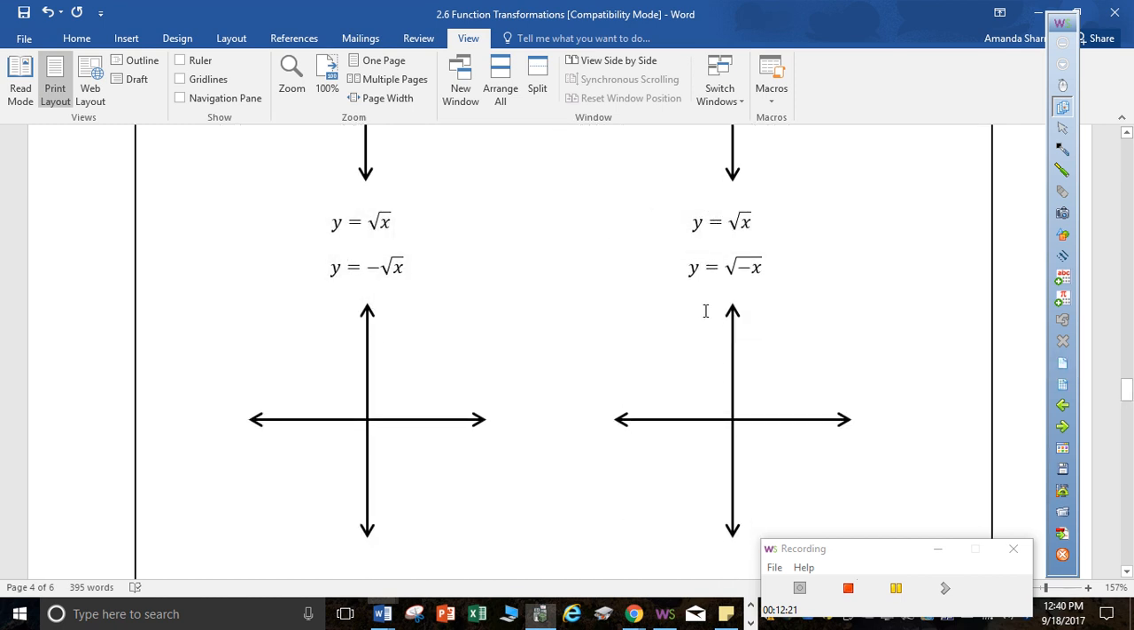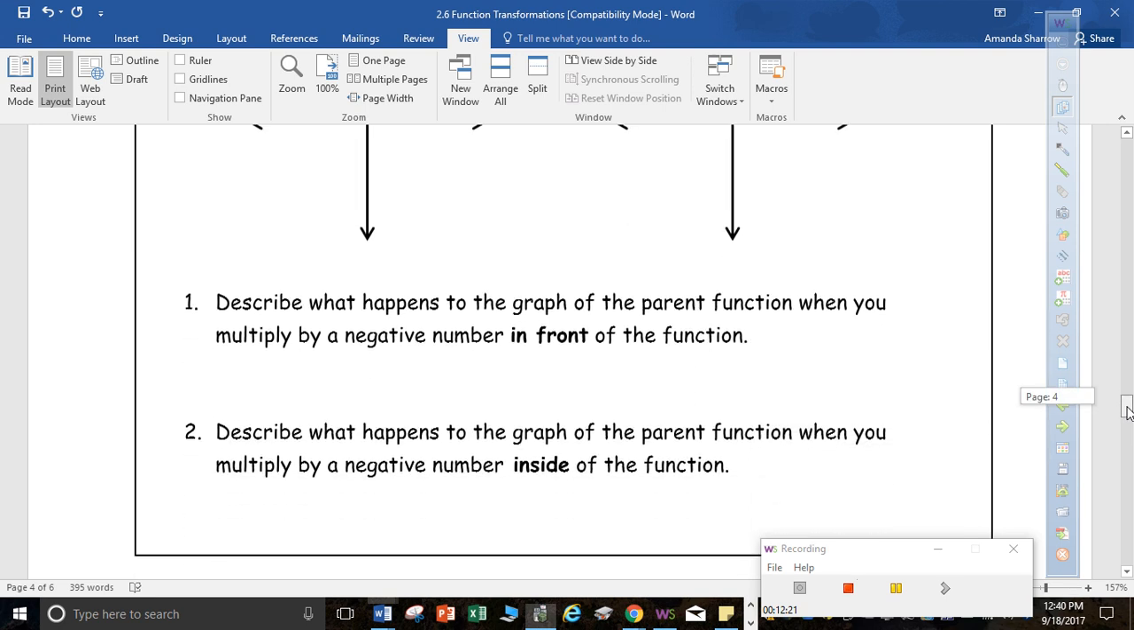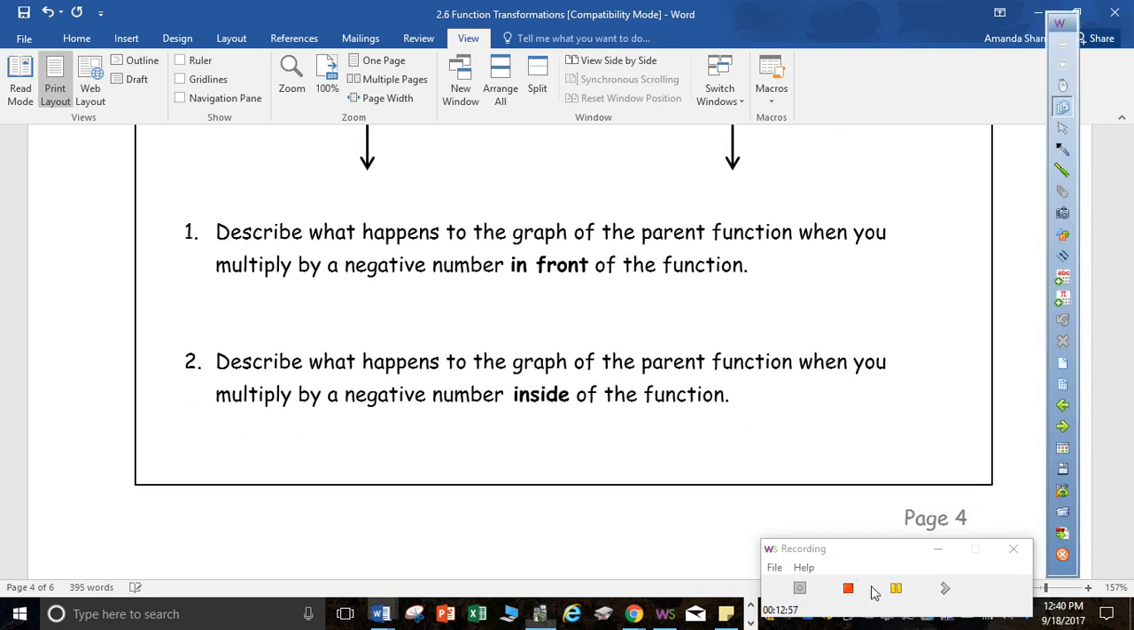In the last set, you're going to see what happens if you put a negative on the inside compared to a negative on the outside. So each of those situations, look at the graph, draw what you see, and then answer these 2 questions, number 1 and 2.